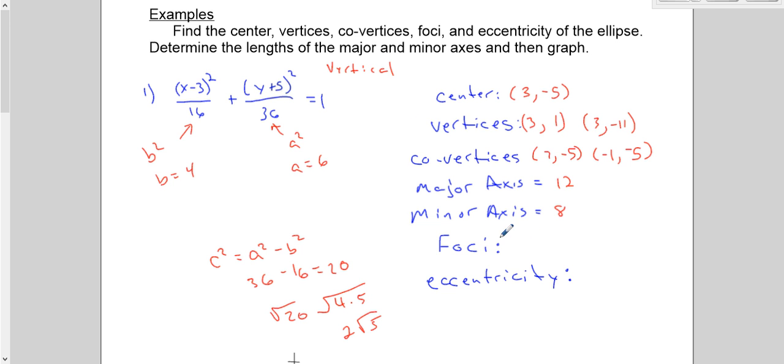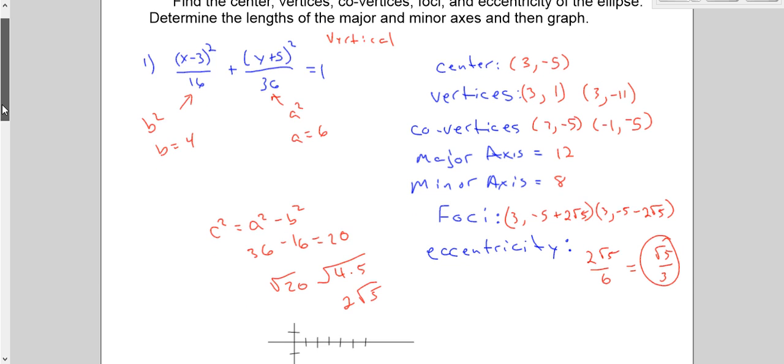And my foci are going to go up and down. So I keep my 3, and I write negative 5 plus 2 square root of 5. And I could put plus or minus right there, or I could write 2 separate points and have 3 comma negative 5 minus 2 square root of 5. My eccentricity is just taking the c value over the a value. So 2 square root of 5 over 6. I can simplify that by dividing by 2 and get square root of 5 over 3. Okay? And those are the values.